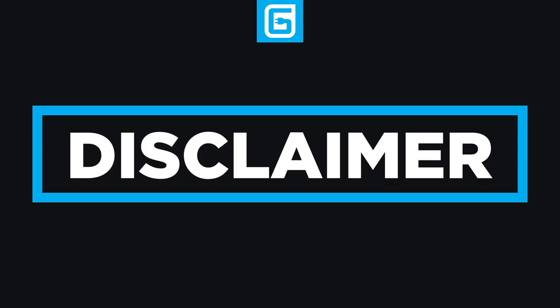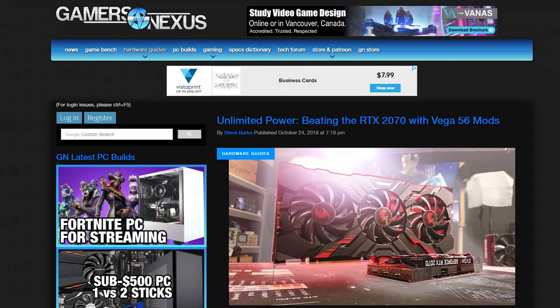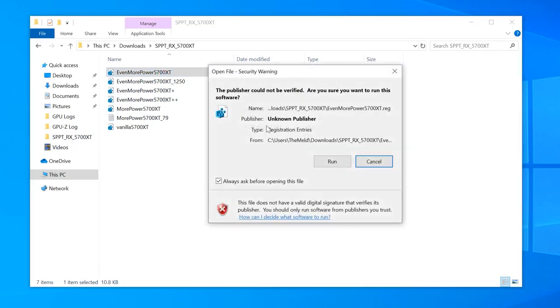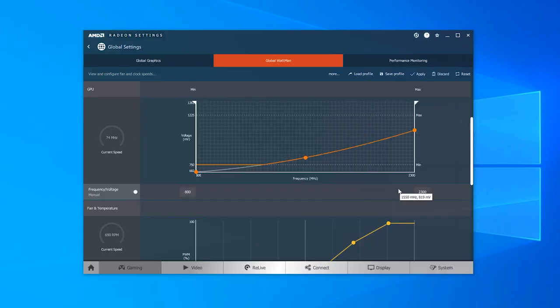Now, before I get into it, make sure to stay until the end where I discuss the drawbacks to this. Anyway, you may have heard of the PowerPlay mod from Vega, or more recently when Igor's Lab used it on a water-cooled RX 5700XT. It's basically a registry mod that changes the limits AMD has set for the clocks, power, and memory.